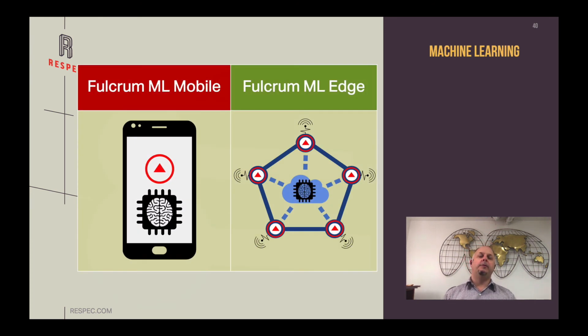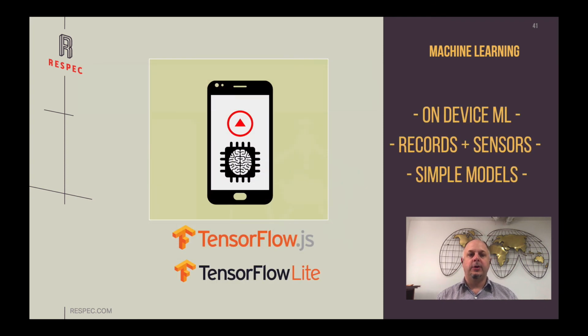So as far as what we've been talking about here today, there's a couple of different angles that could be applied here, specifically with Fulcrum, leveraging the Fulcrum technology or leveraging computing capabilities at the edge or in the traditional cloud. Two ways of looking at this: Fulcrum Machine Learning Mobile and Fulcrum Machine Learning Edge. Fulcrum Machine Learning Mobile is where we're running machine learning models on the device itself.